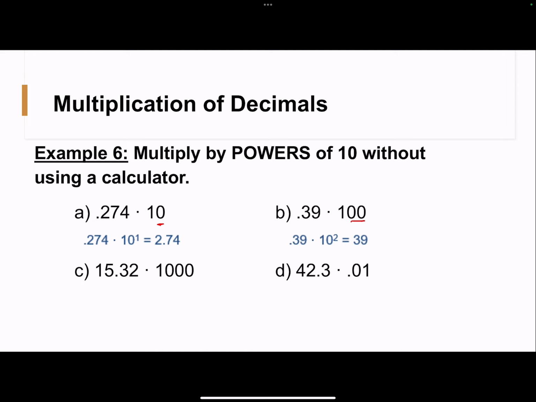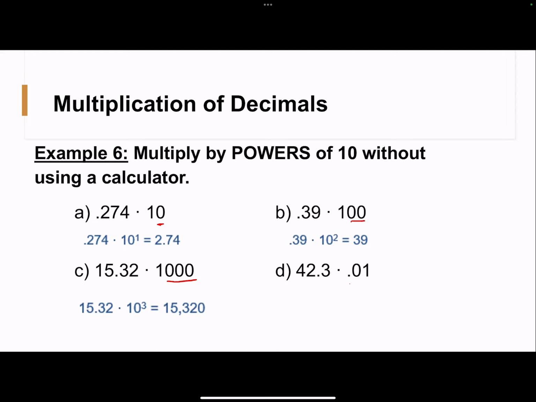Can you see how many decimal places I would move it in part C to the right? I have 3 zeros, that's 10 to the third, and if I move it 2 times, I run out of room, so I have to add a 0. So 15.32 multiplied by 1,000 is 15,320.